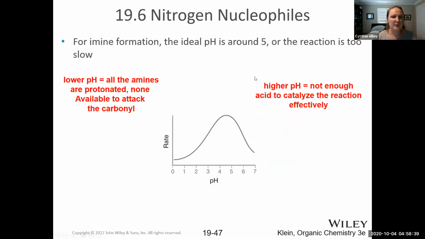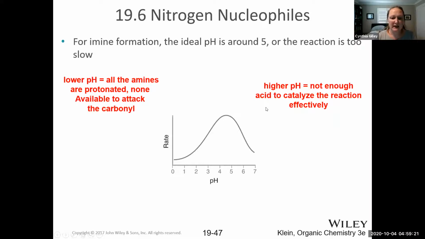Okay, for now we're going to move on and say that some pH studies have been done for imine formation. What's found is that the ideal pH is around 5. The rate goes down if the reaction is too acidic or not acidic enough. So what's the reason for that? If the reaction is too acidic, then all of the amine in solution will be locked up as the ammonium ion.